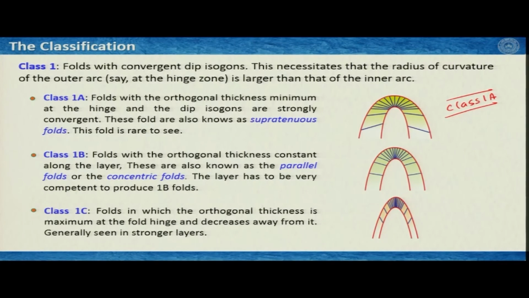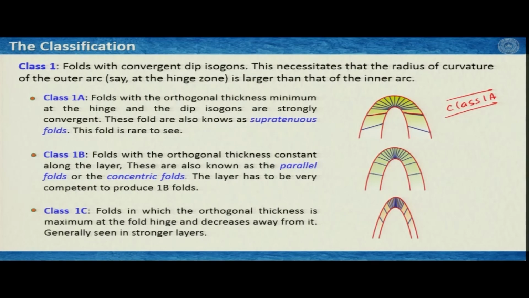So, in such a condition, what we see is that the dip isogons are converging towards the fold core. The blue lines are the dip isogons. In class 1B, the folds have an orthogonal thickness that is constant along the layer. Therefore, the outer layer and the inner layer are arranged in such a way that along the hinge and along the limb, anywhere, the orthogonal thicknesses are constant. In such a condition as well, you will have your dip isogons converging towards the fold core.